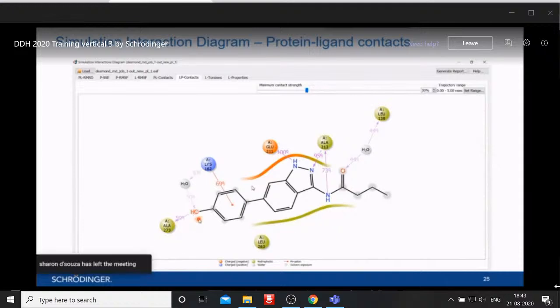So it means these are very critical interactions which remain there for a longer period of time. The same is true for water mediated interaction, which you can see here with lysine 162 and the ligand atom. So these are the things which you can analyze.